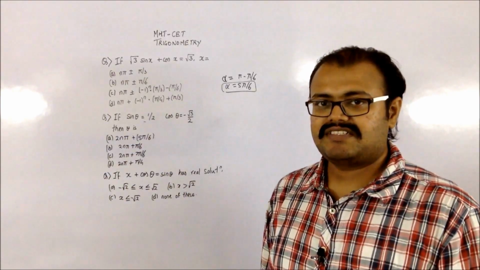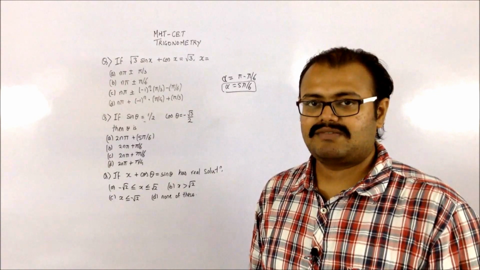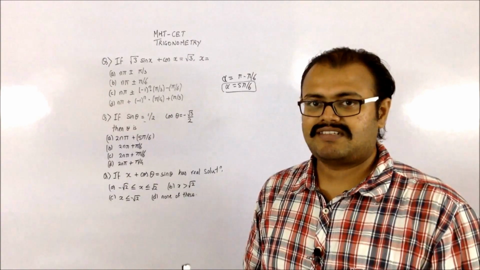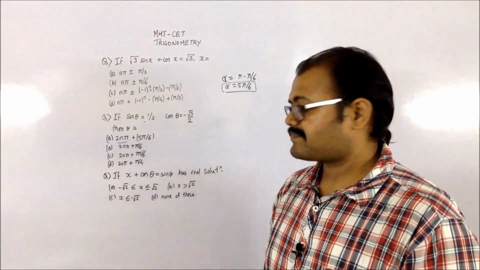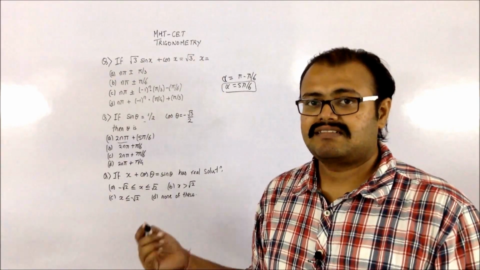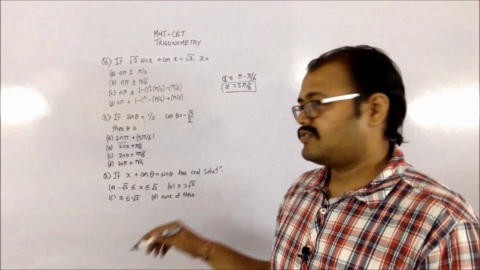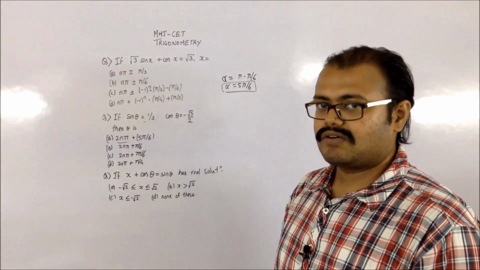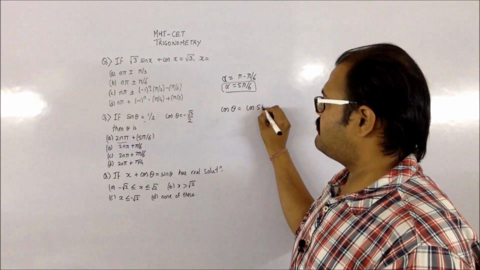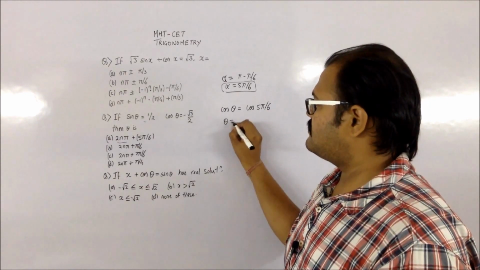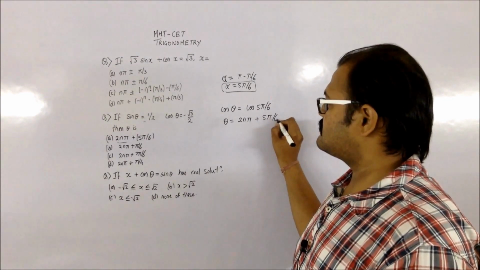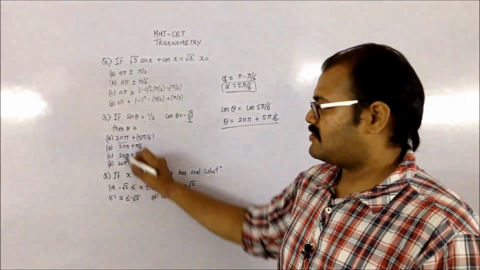The general equation, if you just recollect, for your sine theta equals sine alpha and cos theta equals cos alpha: you know that in cos theta equals cos alpha, you are having the term of 2n pi. If you are looking out for sine, you will be getting a value of n pi plus minus 1 raised to n alpha. So you cannot use the sine term, you have to use the cos. So you will be getting cos theta equals cos of 5 pi by 6. So your theta will have the value of 2n pi plus 5 pi by 6. So that is why you will be checking your option A.